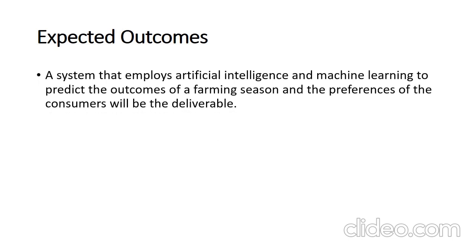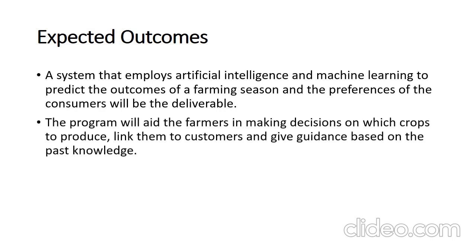The expected outcomes include a program that employs artificial intelligence and machine learning to predict the outcomes of a farming season, and the preferences of the consumers will be deliverable. The second outcome is to develop a program that will aid the farmers in making decisions on which crops to produce, link them to consumers, and give guidance based on the past knowledge.